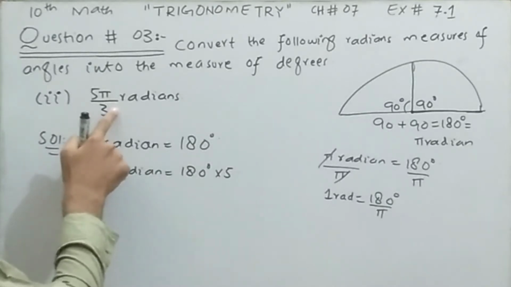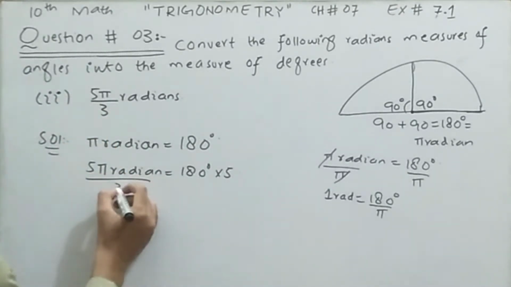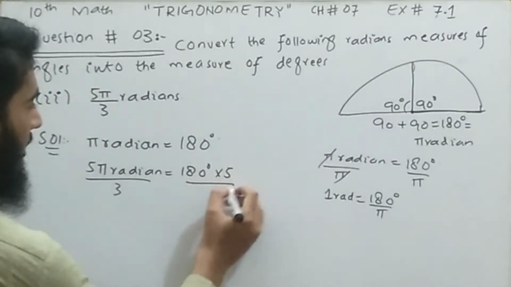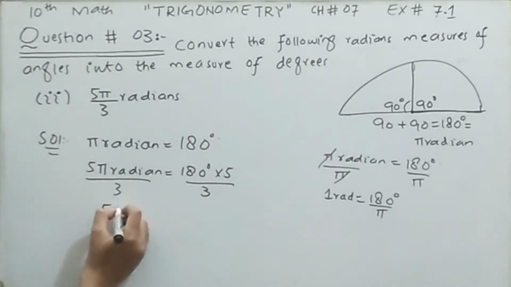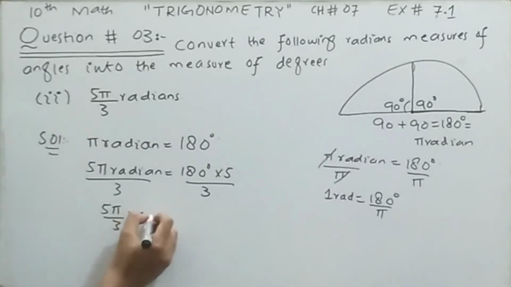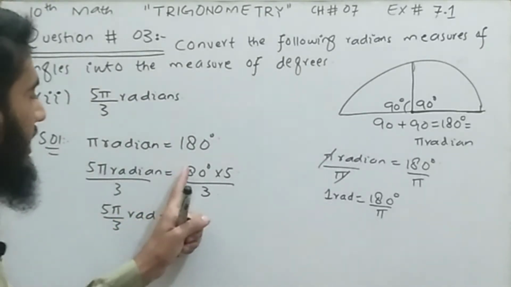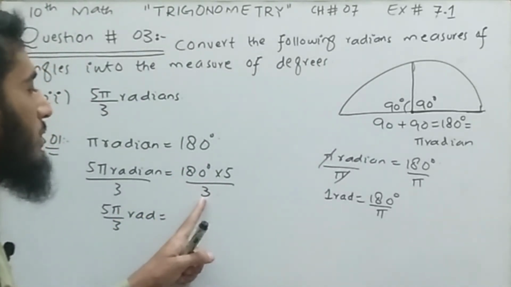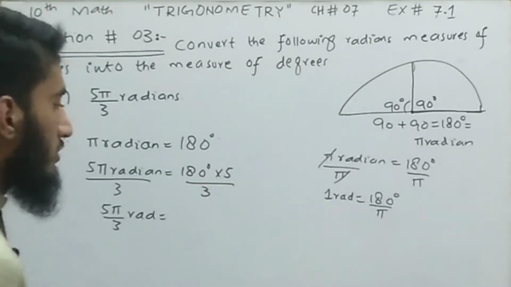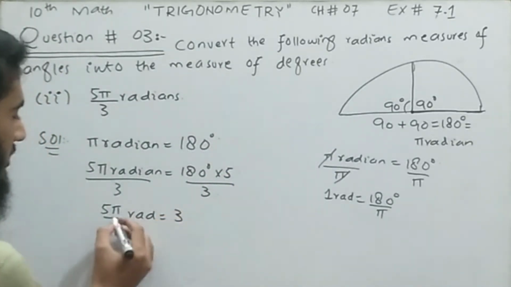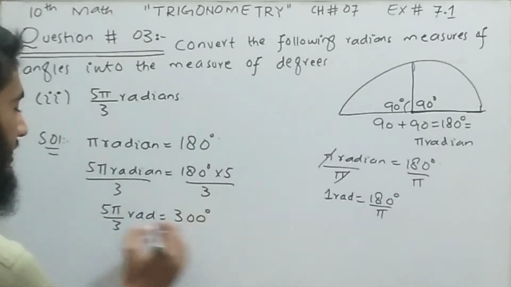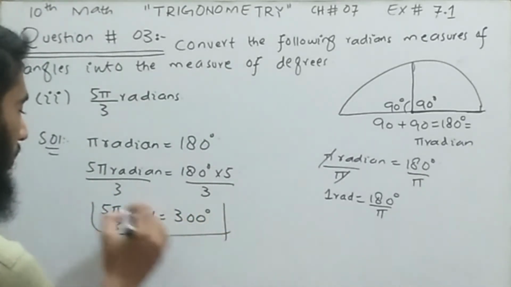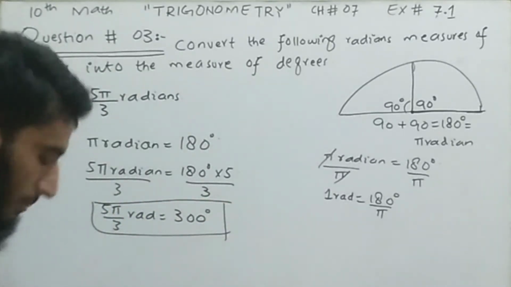Now in the division we have 3, so divide both sides by 3. It becomes pi by 3 radian on the left, and on the right 180 divided by 3. So we are left with 5 pi by 3 radian equal to 180 divided by 3, which gives the value 60. So 60 multiplied by 5 gives us 300. So 5 pi by 3 radian in degrees is equal to 300 degrees. This is the required and desired answer for part number 2.